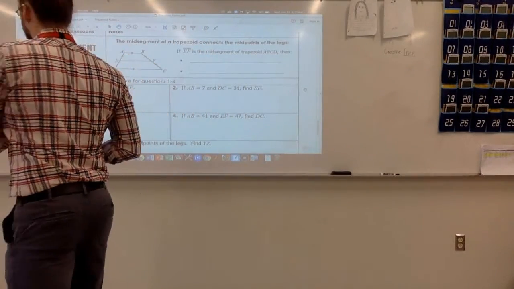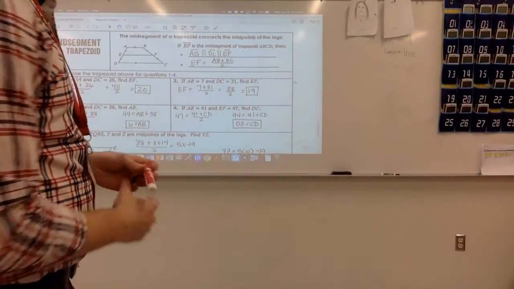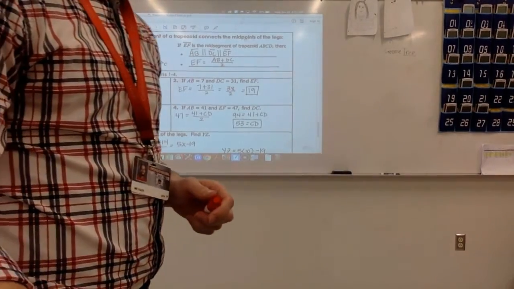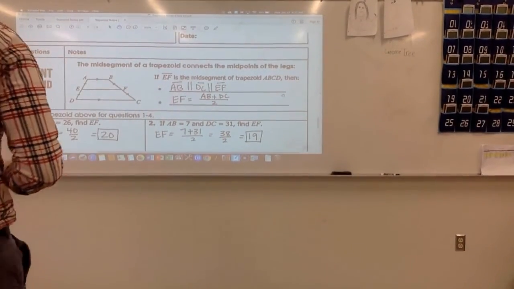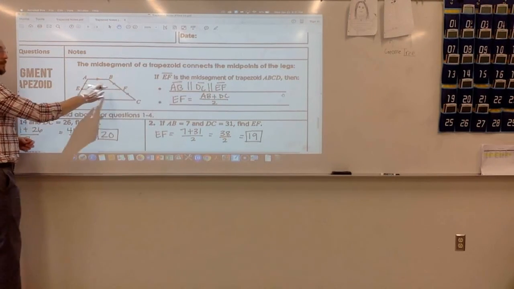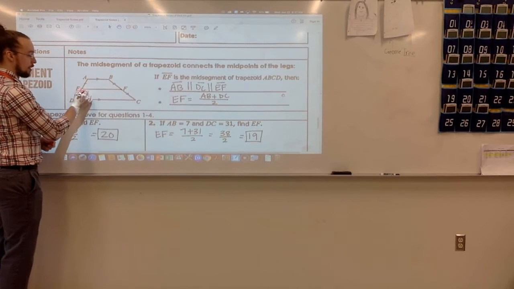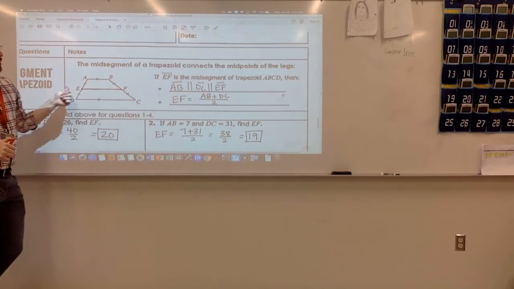All right. We've got one final idea. I guess I can just have you guys copy this down. Okay, the mid-segment of a trapezoid. So a mid-segment just says, I'm going to find the midpoint of this leg, and I'm going to find the midpoint of this leg, and I'm going to connect them. That's what a mid-segment is. Okay, so midpoint, midpoint, connect them.